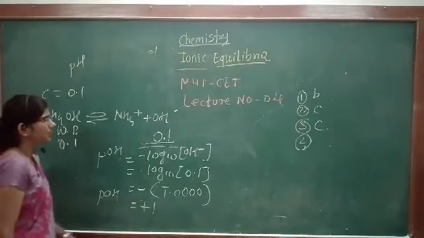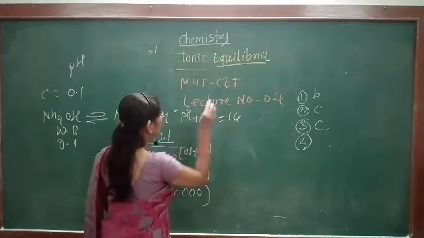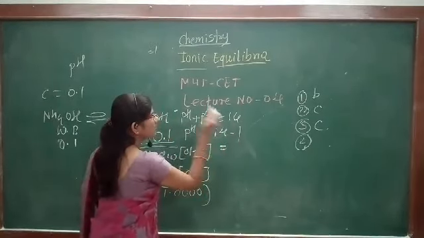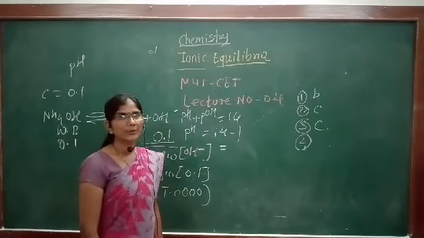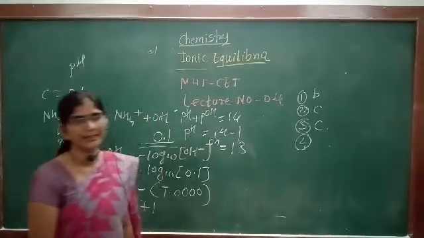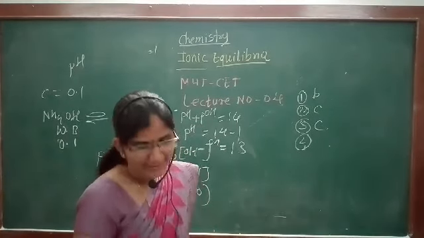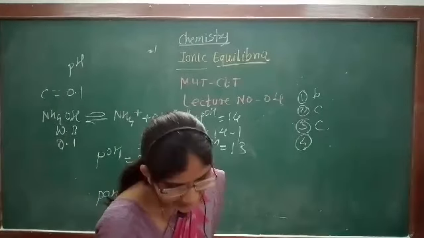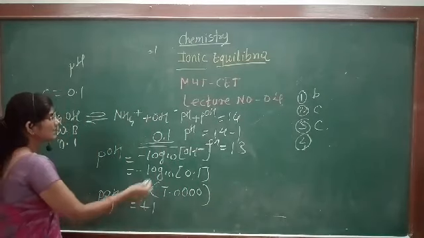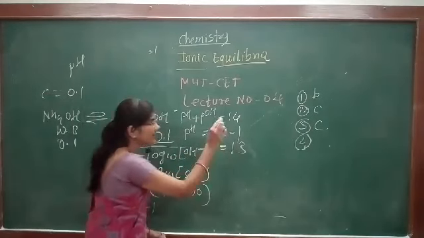First we have to calculate the pOH, and we have a relation pH plus pOH is equal to 14, and therefore pH is equal to 14 minus pOH. pOH is equal to 1, and therefore the answer of the pH is 13. We have been given the options: 14, less than 13, greater than 13, and 7. If the concentration is 0.1, meaning it dissociates completely, then the pH is 13.